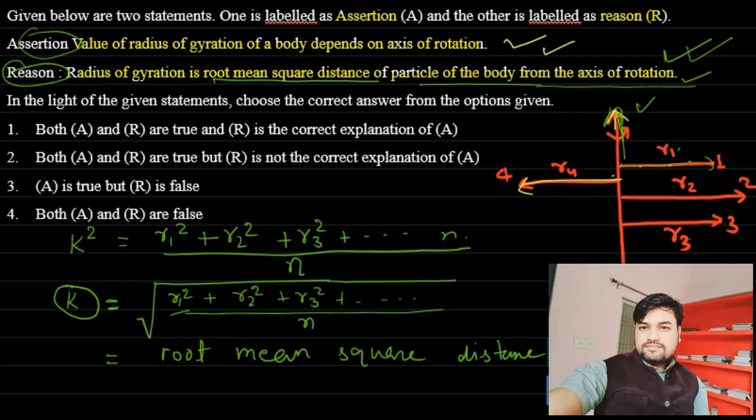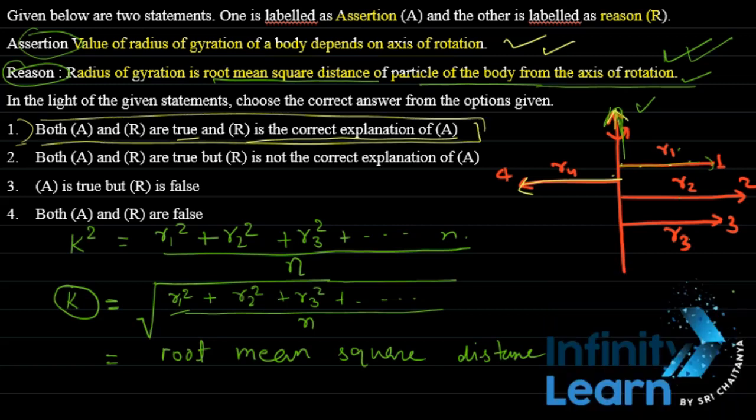So what is the correct answer? Both assertion and reason are true, and R is the correct explanation of A. So option first is the correct answer. Both assertion and reason are true, and reason is the correct explanation of assertion A.